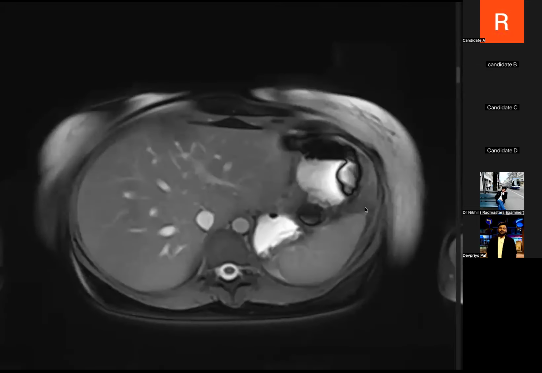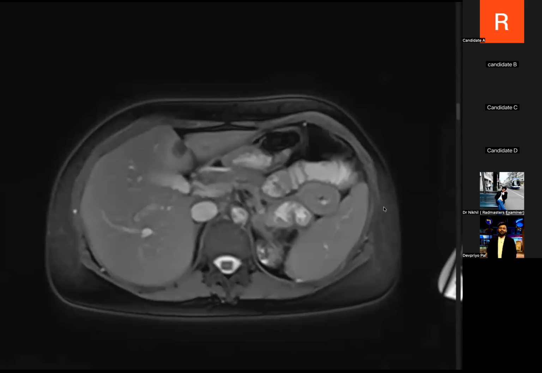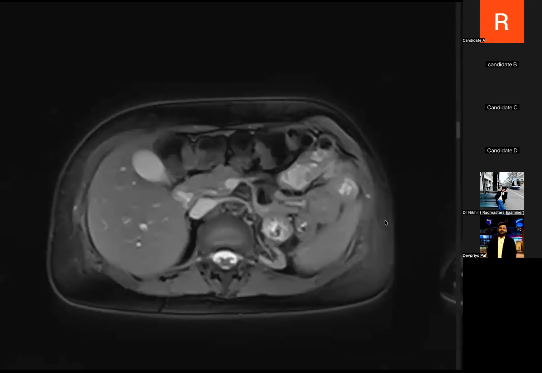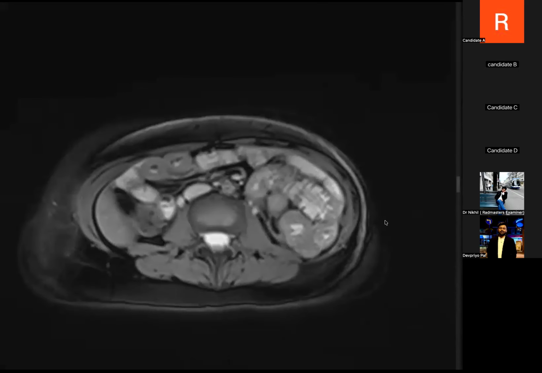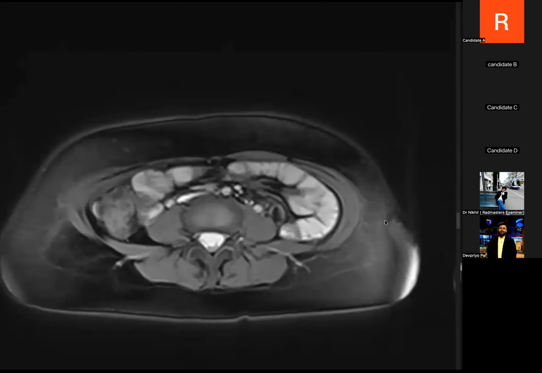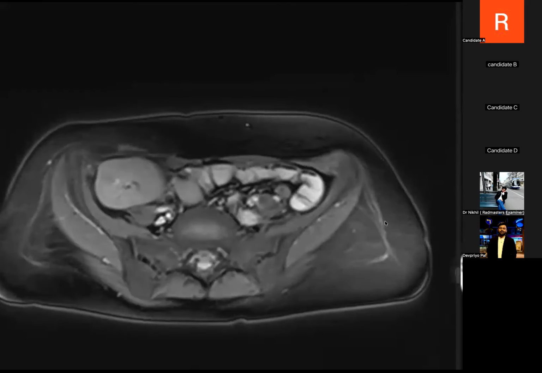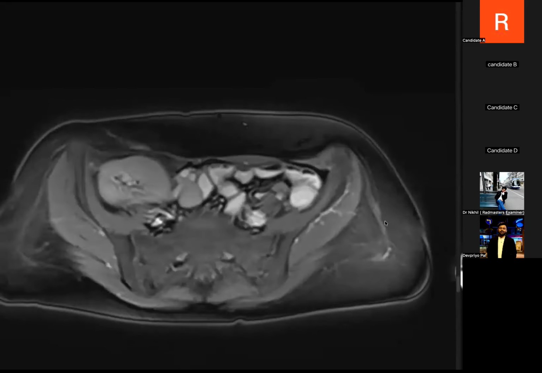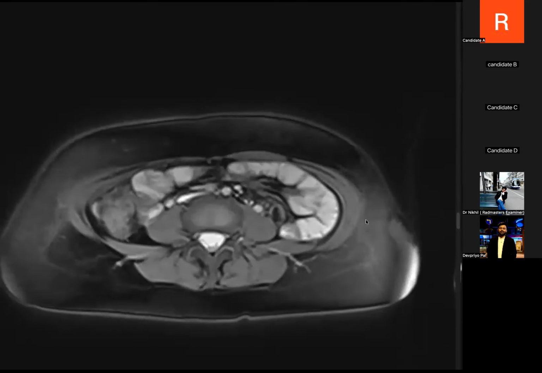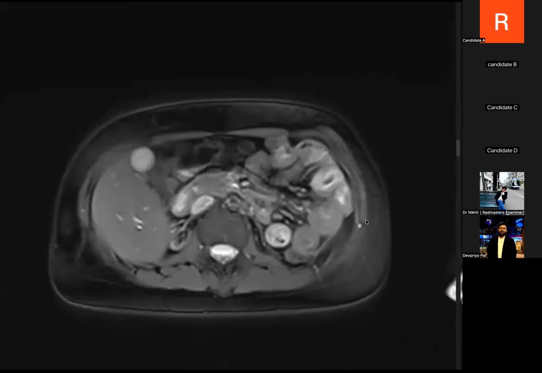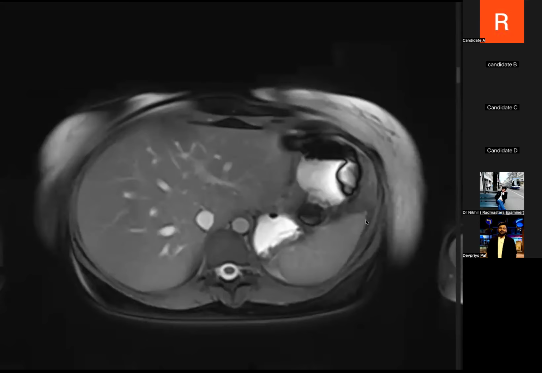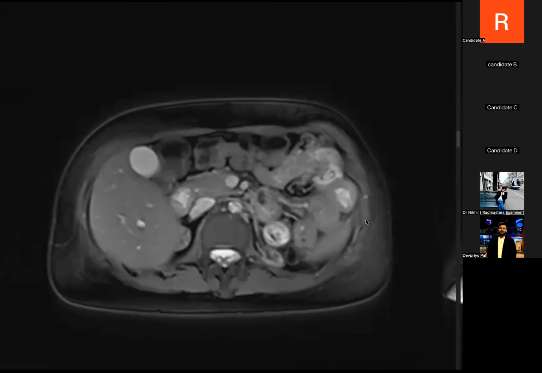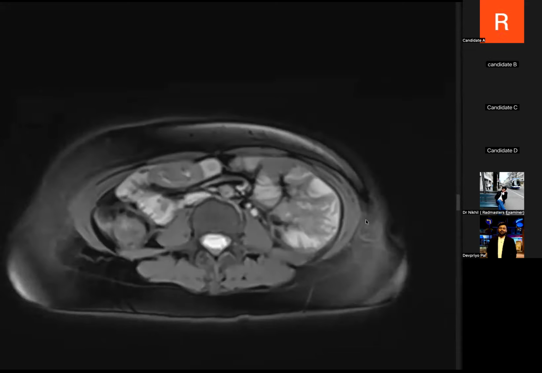There are a few small bowel loops showing circumferential bowel wall thickening in the left lumbar region, probably the jejunal loops. No evidence of any free fluid in the abdomen. I would look for any associated lymphadenopathy. No enlarged lymph nodes are seen. The solid organs appear grossly normal apart from the bilateral kidneys.